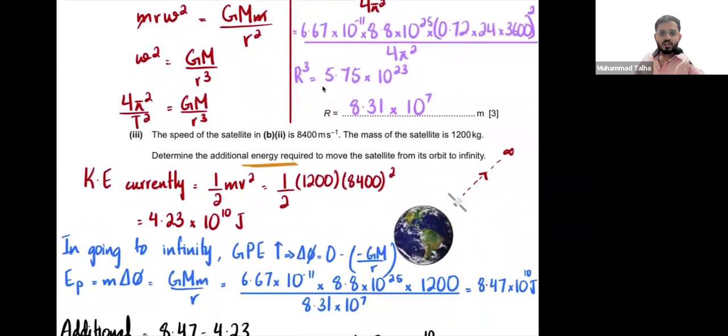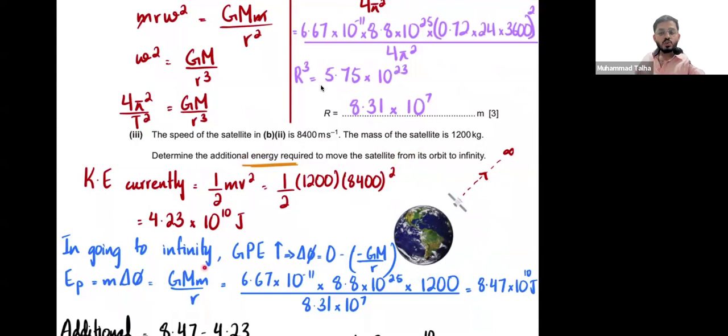All right, part 3. Speed of the satellite in B2 is 8400 meters per second. Mass of the satellite is 1200 kg. Determine the additional energy required to move the satellite from its orbit to infinity. So the orbit right now is here, right? So this is the planet. This is where the orbit is. It already has some speed. So we know that it also has some kinetic energy corresponding to it, which I've calculated. This is its current kinetic energy.